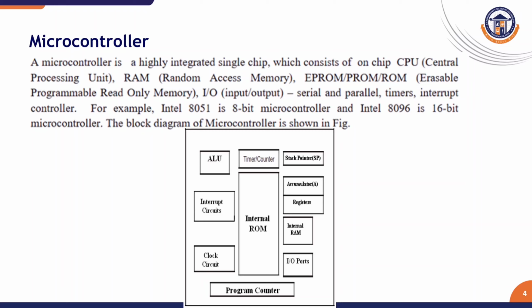Next is the microcontroller. The block diagram of the microcontroller is shown here. A microcontroller is a highly integrated single chip and it consists of ALU, interrupt circuits, clock circuit, program counter, memory devices, stack pointer, registers, I/O ports and etc.